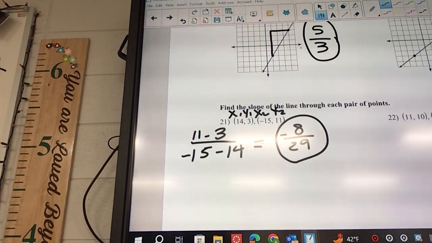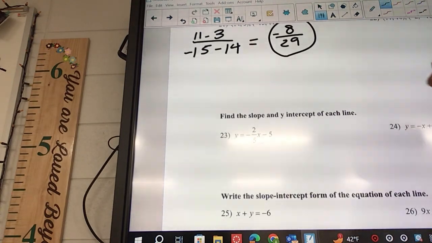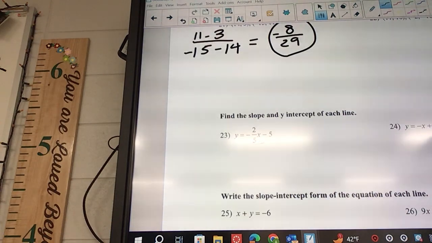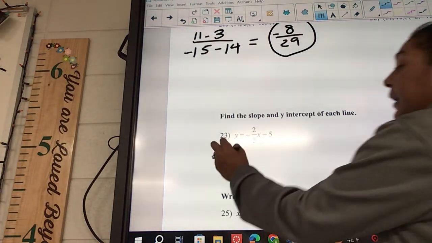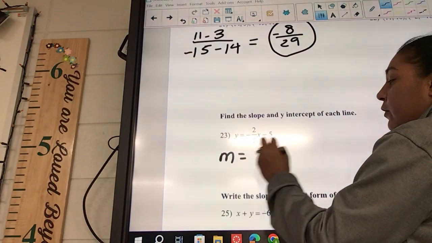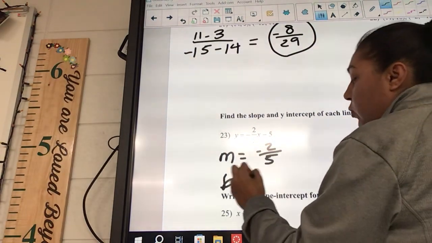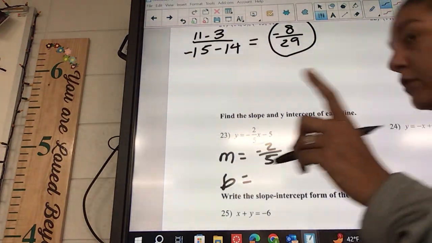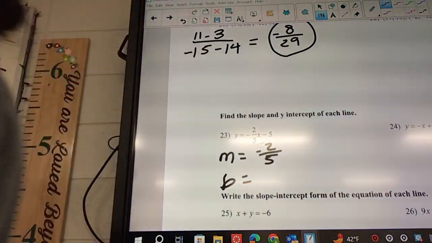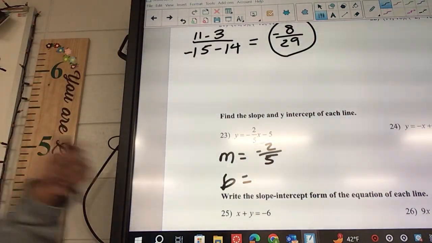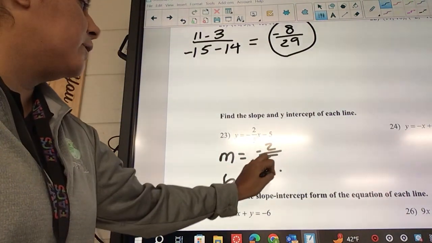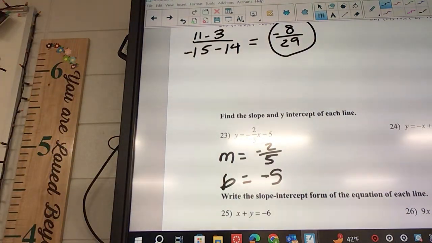The next one says find the slope and find the y-intercept. Which one of those is the slope? 2 over 5. Perfect, the 2/5. What letter do I use for slope? B. Close, M. So M equals negative 2/5. My b then is what? 5. Close, negative 5. If there's anything other than a plus there, because the plus is part of that formula, we have to put that down.